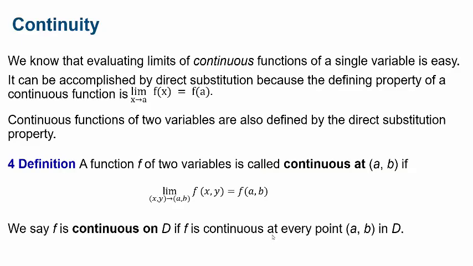All right, I just want to talk real briefly about continuity now to end this section. Okay, so we know that evaluating limits of continuous functions of a single variable is easy. It can be accomplished by direct substitution. All right, continuous functions of two variables are also defined by the direct substitution property. So a function f of two variables is called continuous at the point a, b if you can evaluate the limit by just plugging in the values a, b.